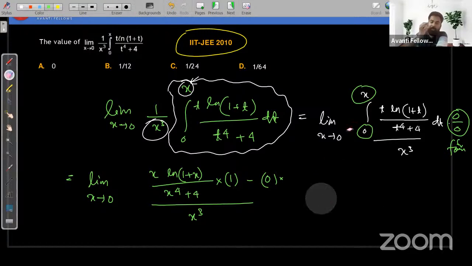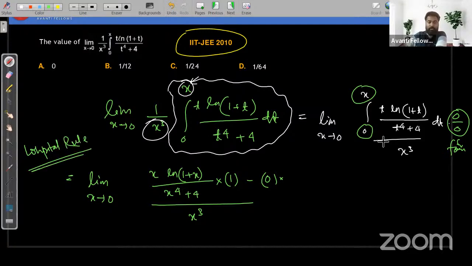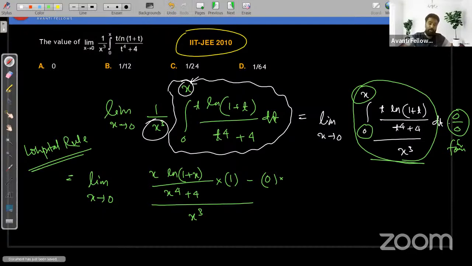Now after getting 0 by 0 form, we use the L'Hopital rule here. If you use the L'Hopital rule, we need to differentiate the numerator and also differentiate the denominator. If we differentiate the denominator, what is happening? You are getting 3x square. So the numerator becomes this and the denominator becomes 3x square.